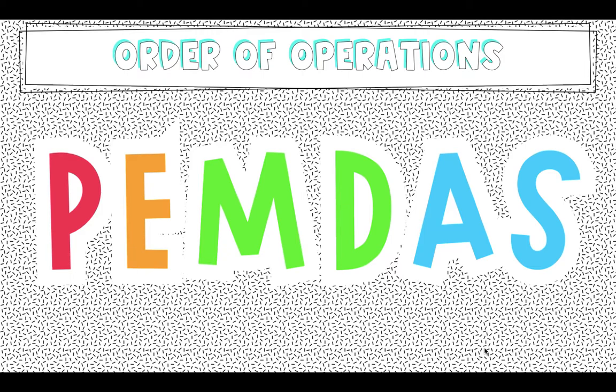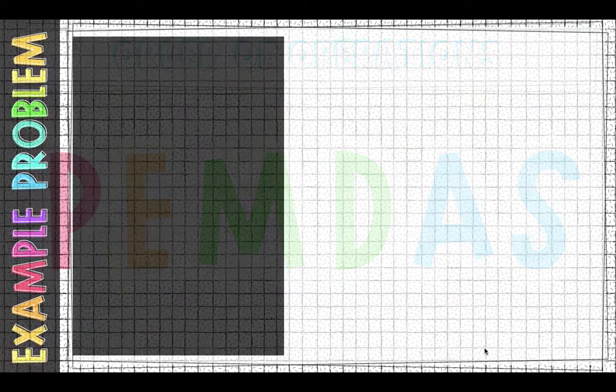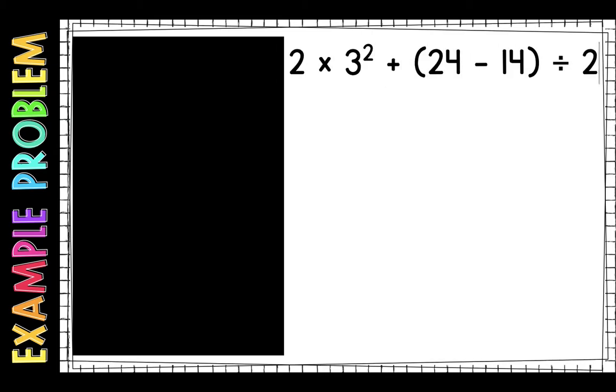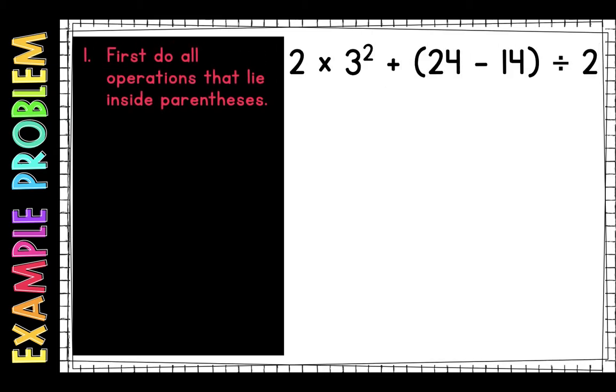All right, now let's look at a couple of example problems. We're going to start by solving the expression 2 times 3 squared plus 24 minus 12 divided by 2. I'm going to start by looking for any parentheses and solving the operations within them. I see the parentheses around 24 minus 14.